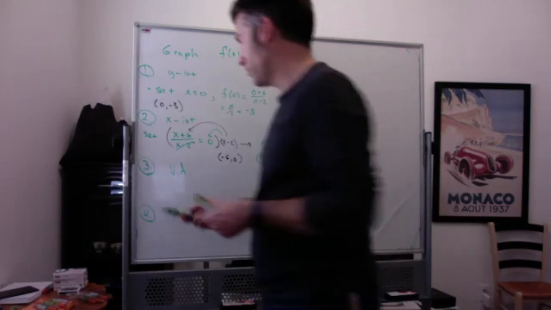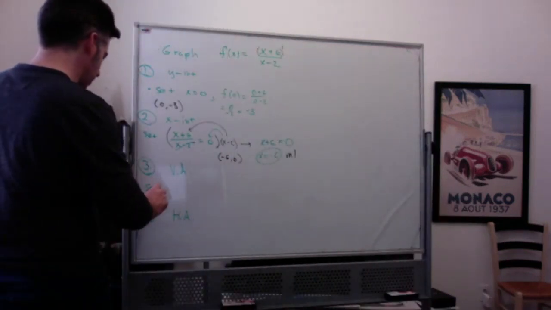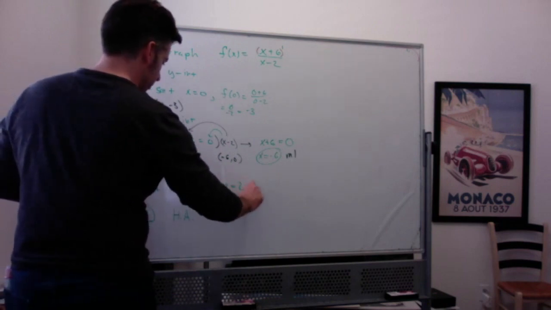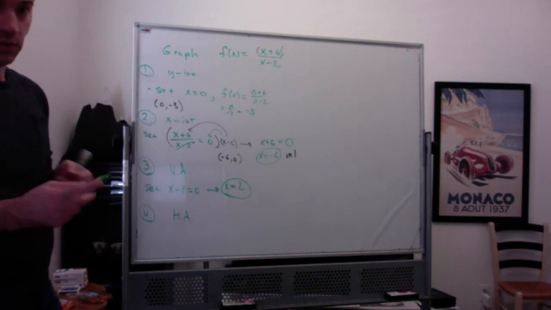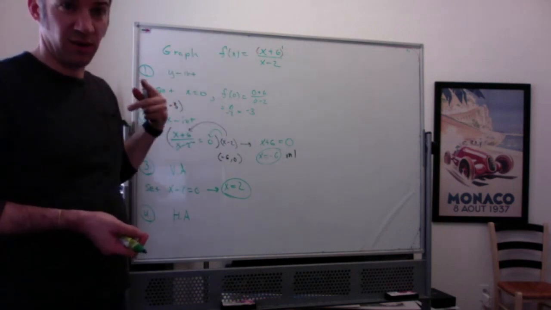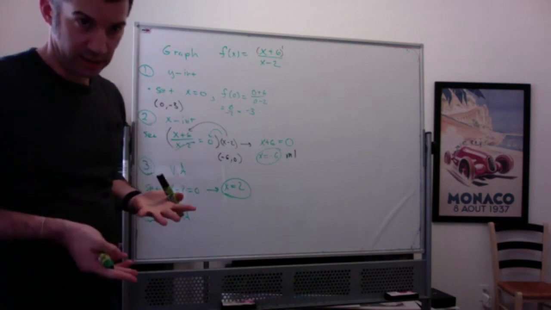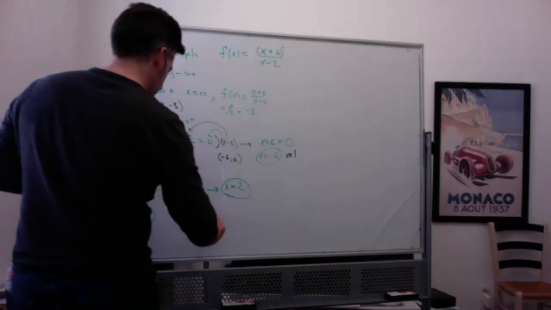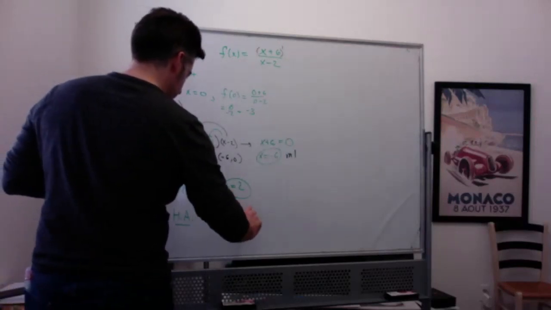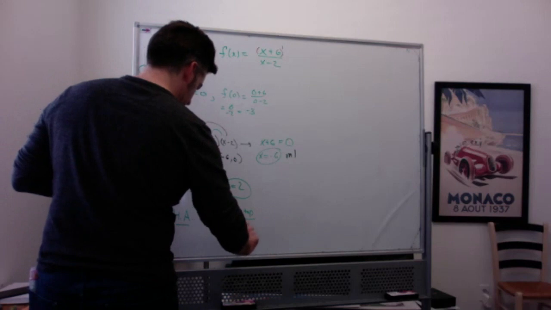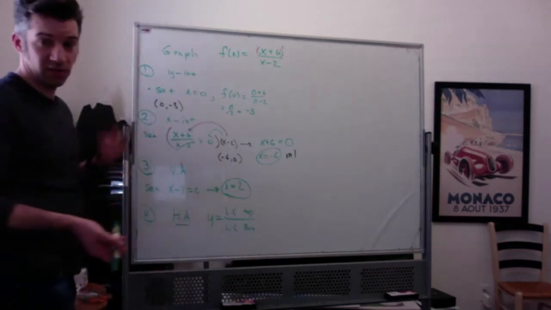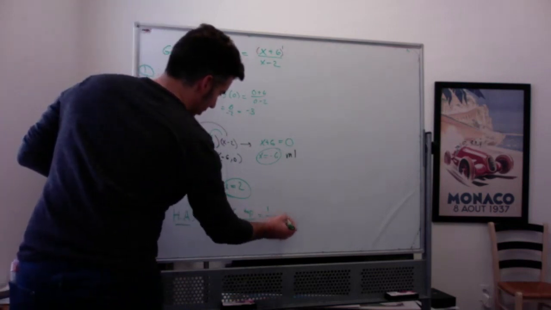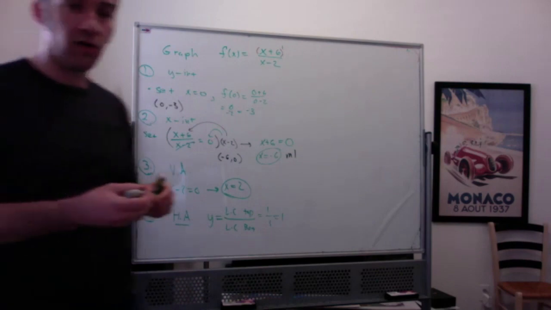Okay. Vertical asymptotes, we're going to set the denominator equal to 0. And we're going to end up getting x equal to positive 2. Horizontal asymptote. Is the degree on top the same as the degree on the bottom? Yes, right? They're both 1. So the horizontal asymptote is y equal to the leading coefficient on the top over the leading coefficient on the bottom, which in this case is 1 over 1, which is 1. Great, I've got all the things.